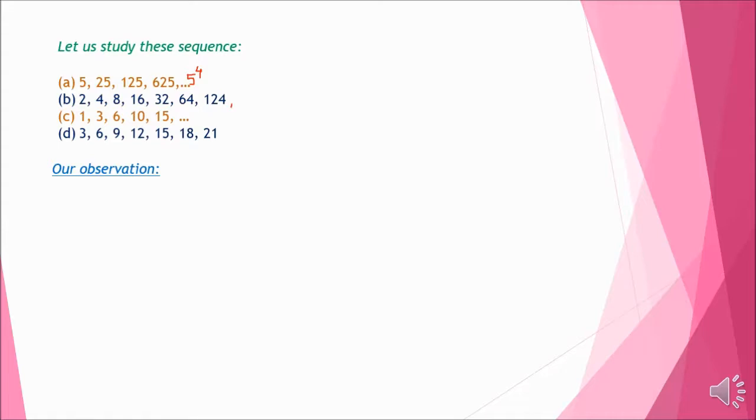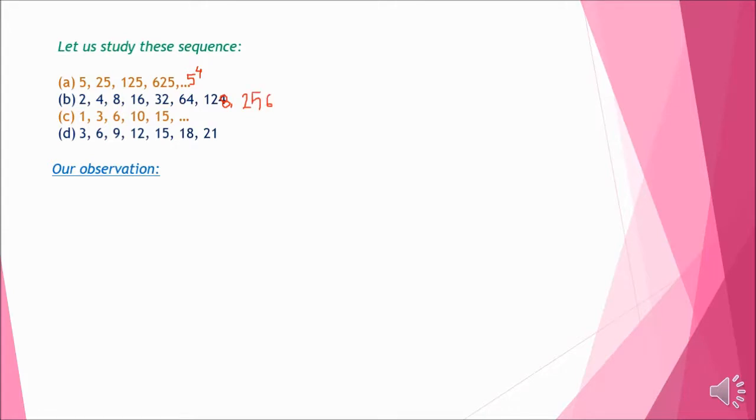We can guess another sequence also. 2, 4, 8, 16, 64, 128. It must be 128. And the next number will be 256, isn't it?